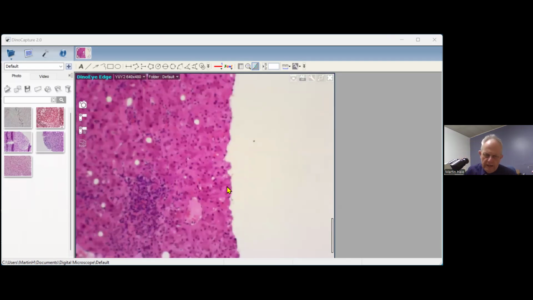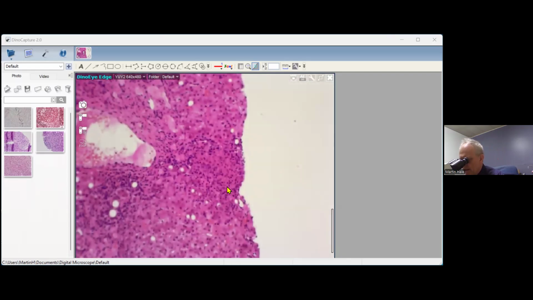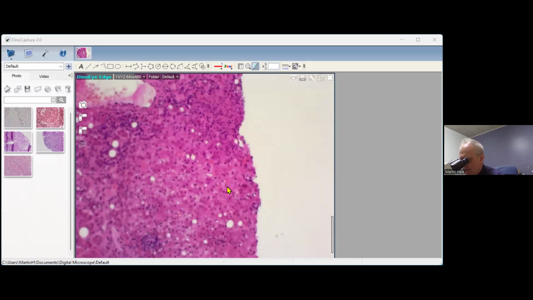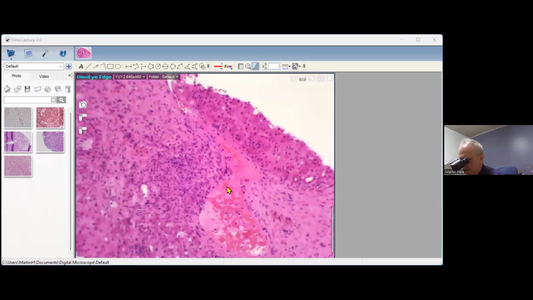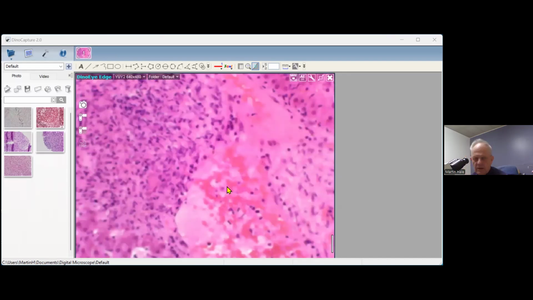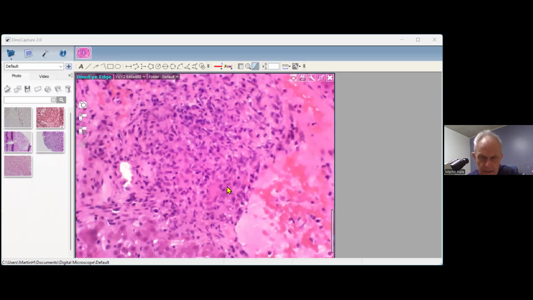We've got portal tract expansion by fibrosis, and we've also got a culture positive history of atypical mycobacterial infection and also tuberculosis in an HIV positive patient. So I think it's fair to say that this granulomatous inflammation is likely to be a manifestation of that mycobacterial infection, both MTB and also MAI.